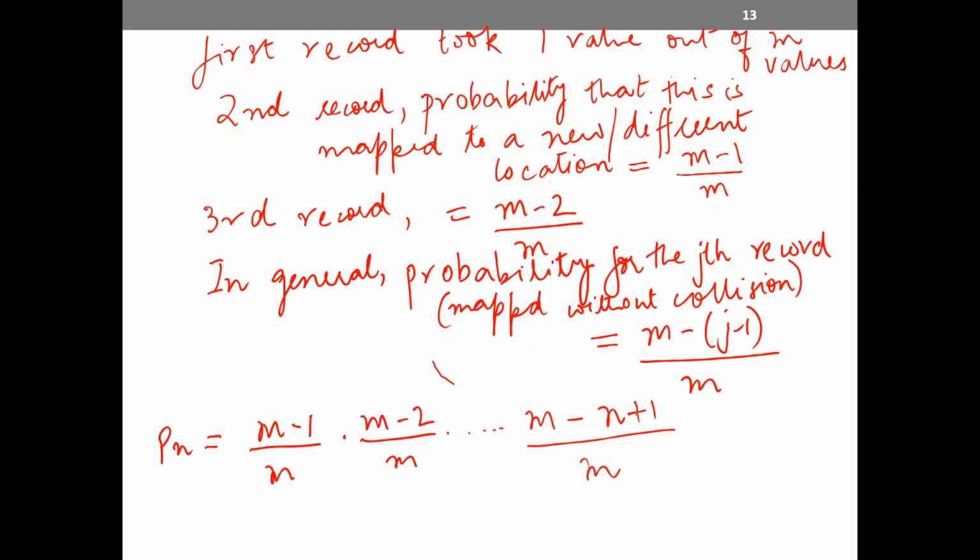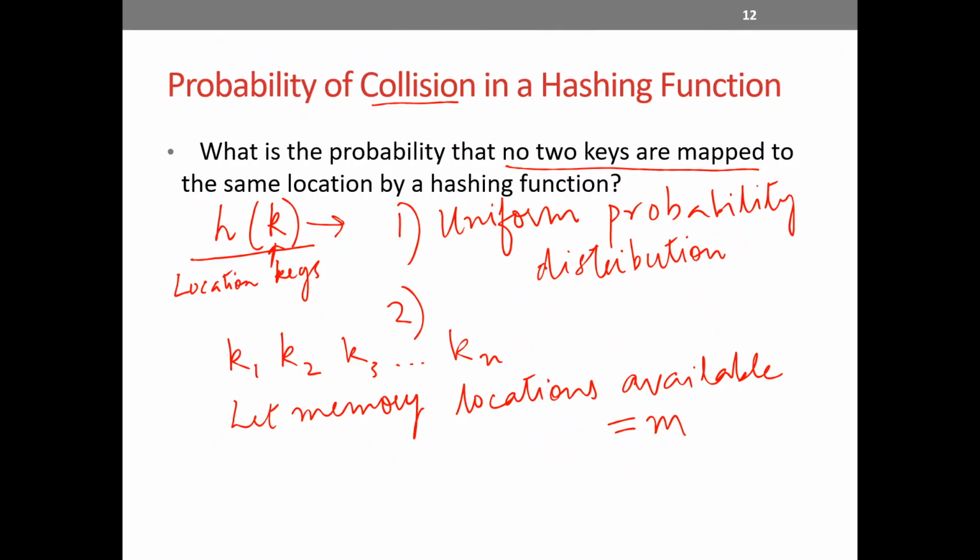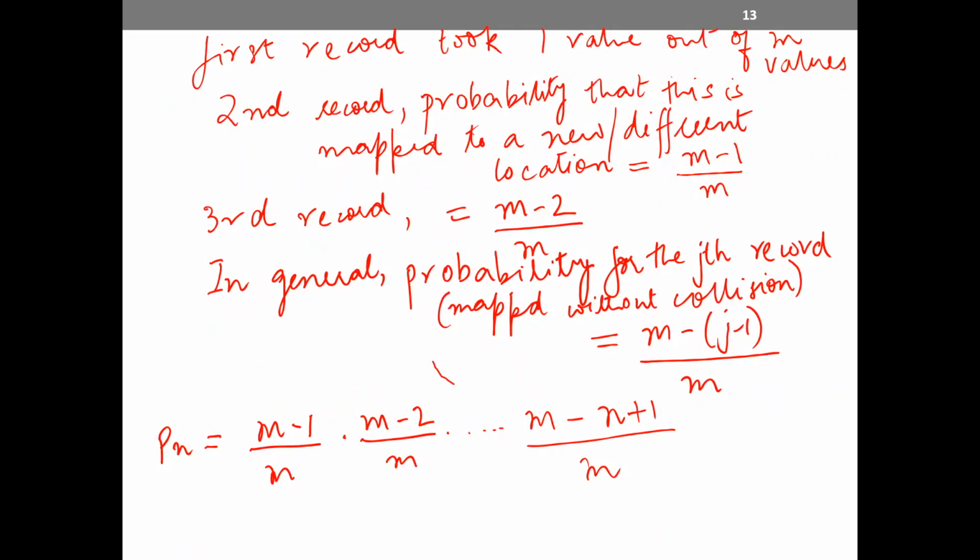Okay, so therefore the probability that there are no collisions, that is, no two keys are mapped to the same location by a hashing function, is this p of n. Additionally, I could also find the probability that there is at least one collision, which is a very simple addition to this problem. I could simply do 1 minus p of n. That gives me the probability that there is at least one collision.